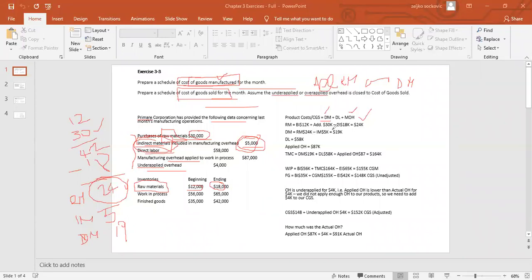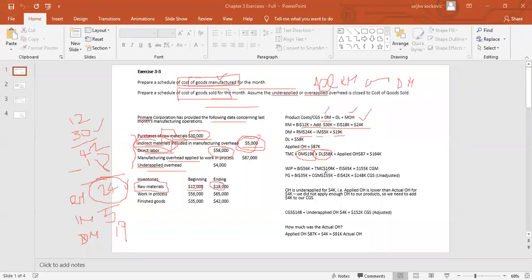Okay, very good. So you see the equation of what we just did: raw materials are 24 minus 5, and we end up with 19. So now we know that our direct materials are 19. Now, direct labor says here 58, so we have nothing to worry about. That's direct labor, 58.